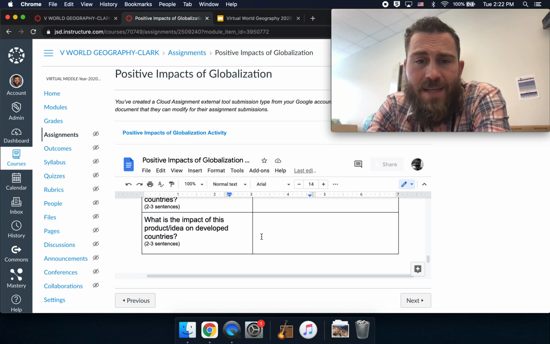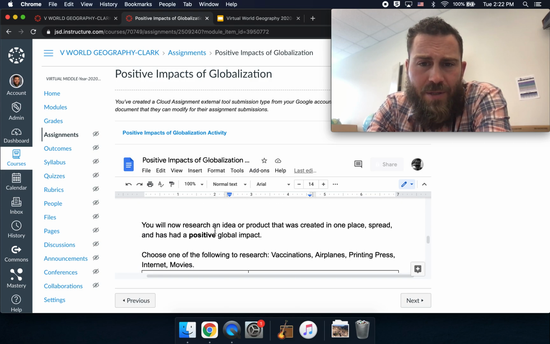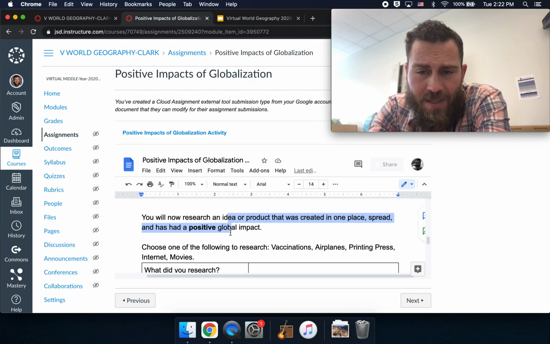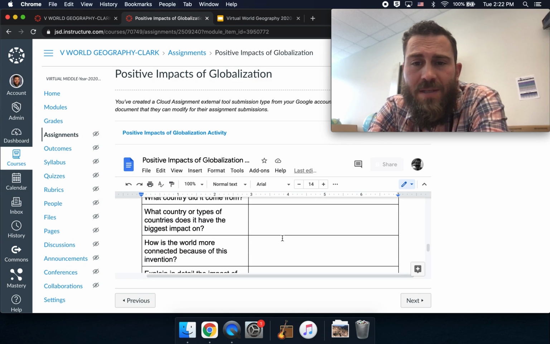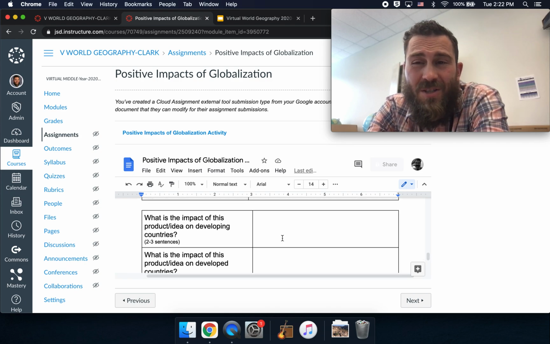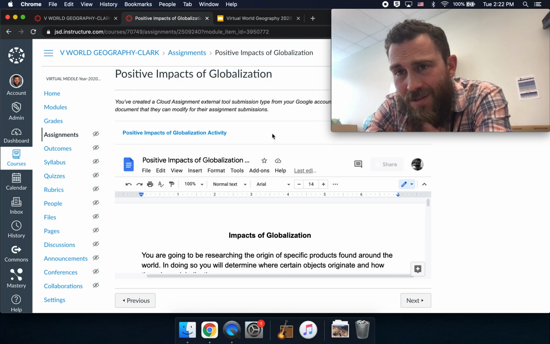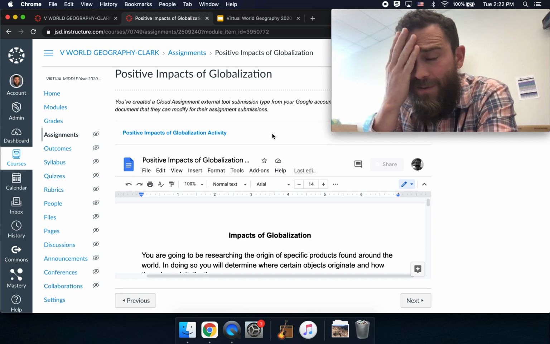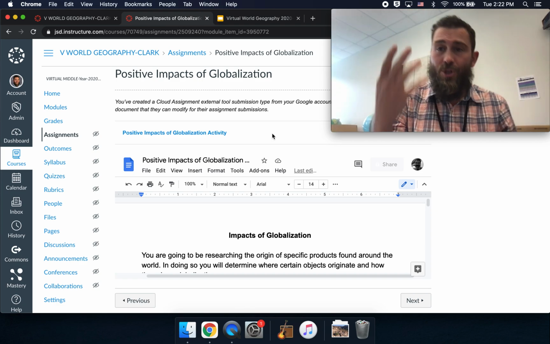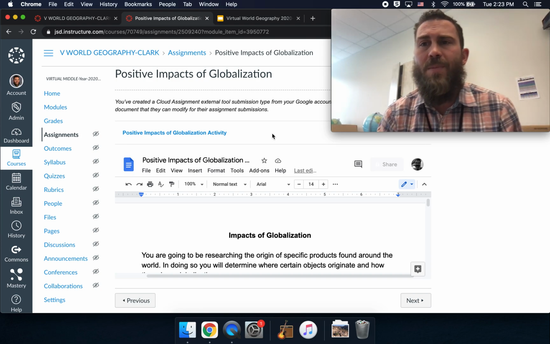The second part of the assignment asks you to look at one thing that has had a positive global impact: vaccinations, airplanes, printing press, internet, movies. You just find this info on Google. So you Google this stuff. Make sure you get a good source though. That first sentence that Google gives you as a highlight from some website, choose a website that has good info, right? You want to find a reputable source.